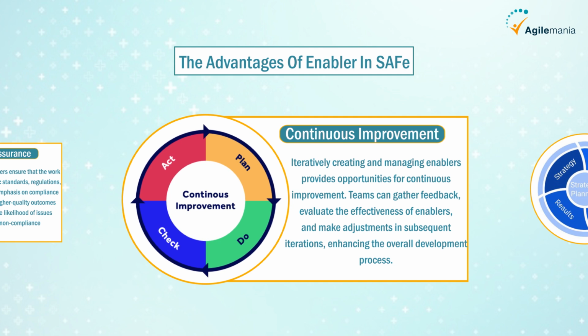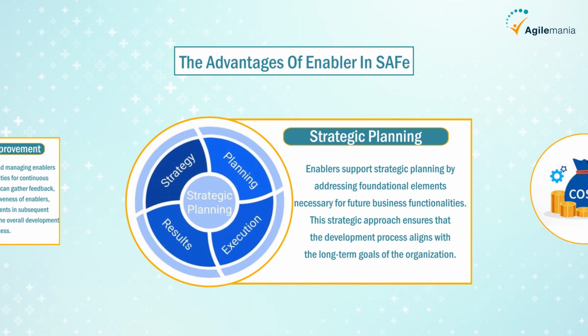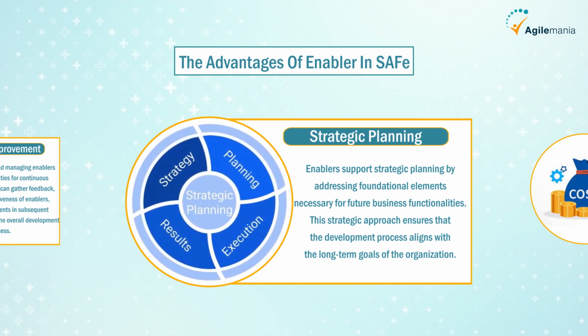Next, continuous improvement. Iteratively creating and managing enablers provides opportunities for continuous improvement. Teams can gather feedback, evaluate the effectiveness of enablers, and make adjustments in subsequent iterations, enhancing the overall development process. Next, strategic planning. Enablers support strategic planning by addressing foundational elements necessary for future business functionalities. This strategic approach ensures that the development process aligns with the long-term goals of the organization.